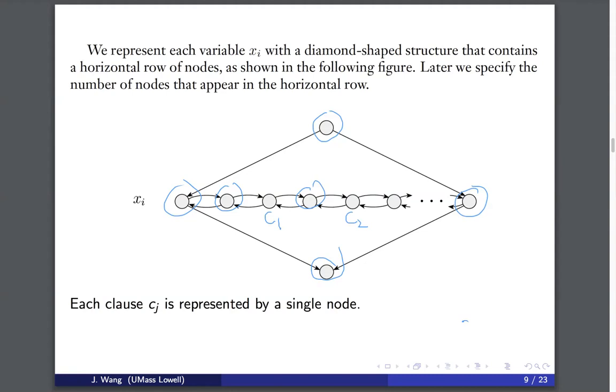And from here, you can go to the left, you go to that, and from that you go to the next variable. So all these variables are lined up. Let's say this x_i and then x_{i+1}, just lined up like that. For this horizontal thing, you get K clauses plus separators, and then plus these end nodes. So that's what this construction is.